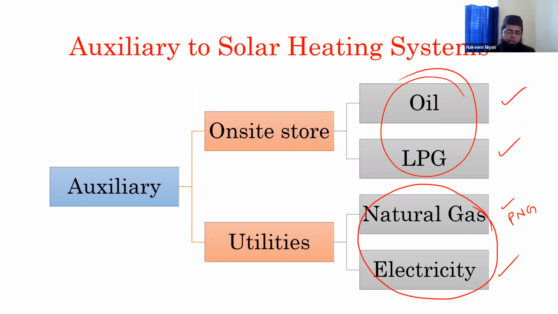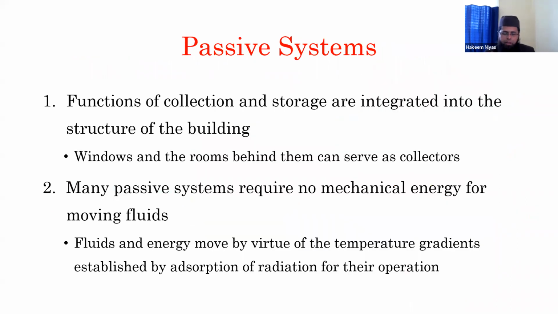For example, if it is a commercial building, a very big building, a commercial mall, we can choose the auxiliary based on utilities. If it is a single house, an on-site store will be sufficient for auxiliary systems. So these are all about active systems.